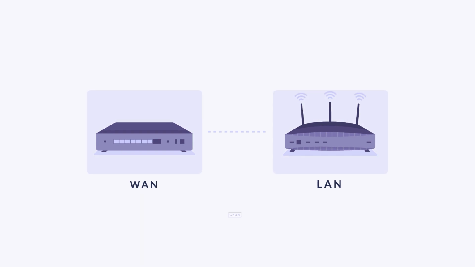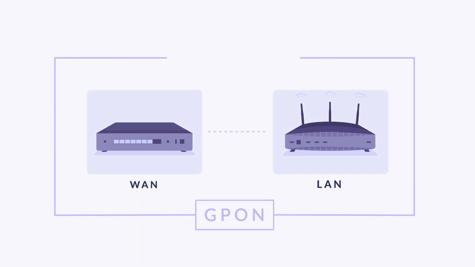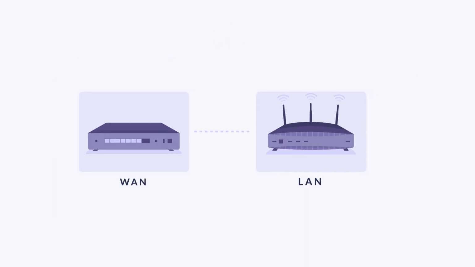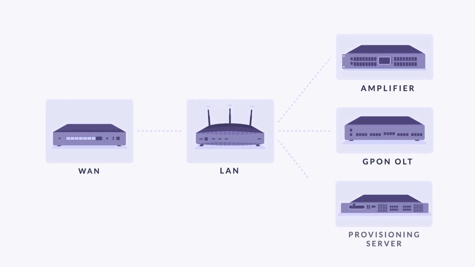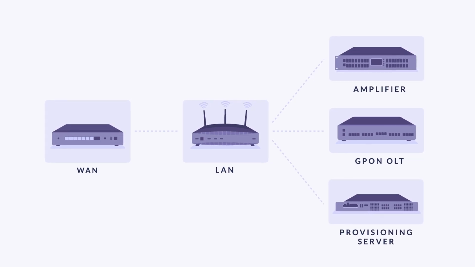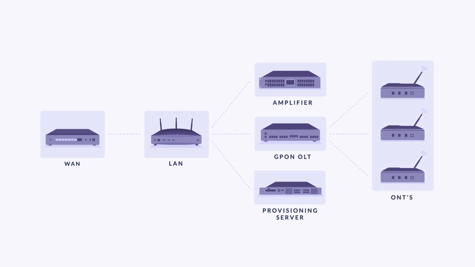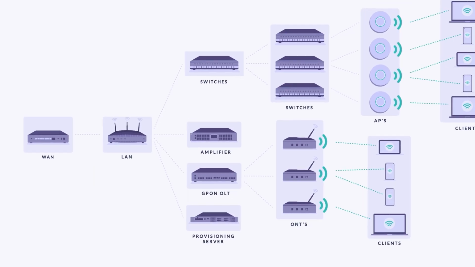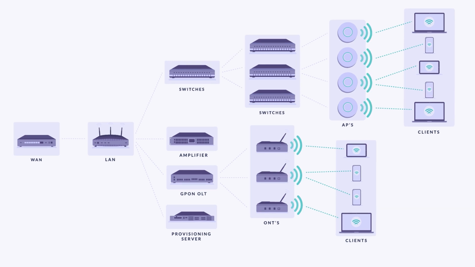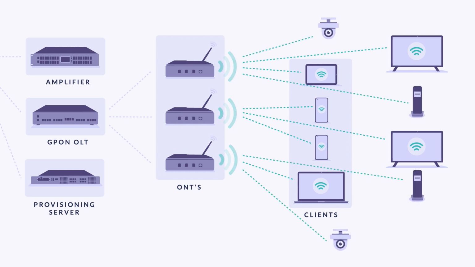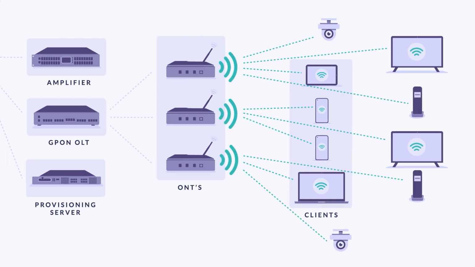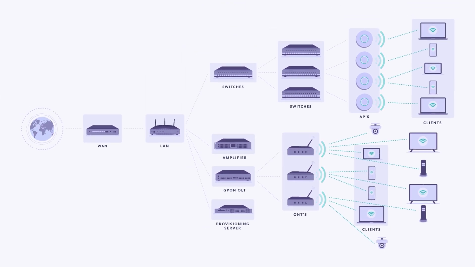If we also want to incorporate GPON technology, which allows high-speed internet to be distributed through fiber optic networks and reach more remote areas of the hotel, we need to incorporate OLTs, amplifiers, provisioning servers, and ONTs that function as access points. In addition, we can link many more devices to this large network, such as smart TVs that connect via casting, IP phones, or security cameras. In the end, we are faced with a complex structure that is difficult to monitor and control.